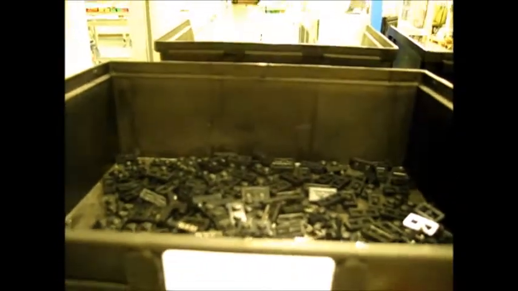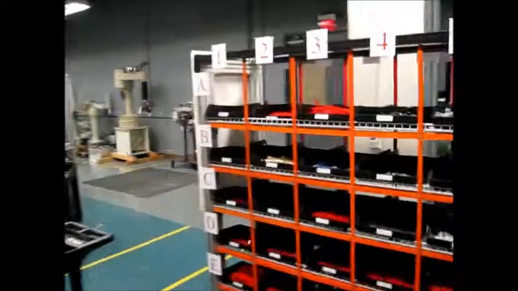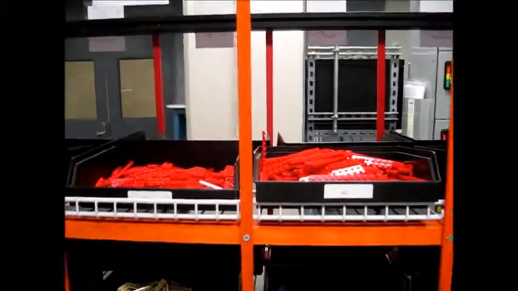So it says part 59, quantity 26, A2 or A1. So we're going to go to green, A1, part 59. There's the part I need to have refilled. It's very quick. A major improvement over the previous system.